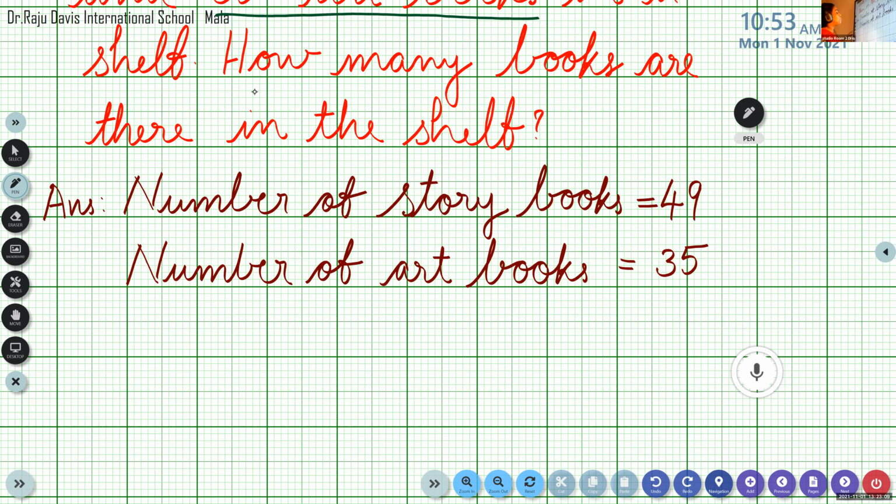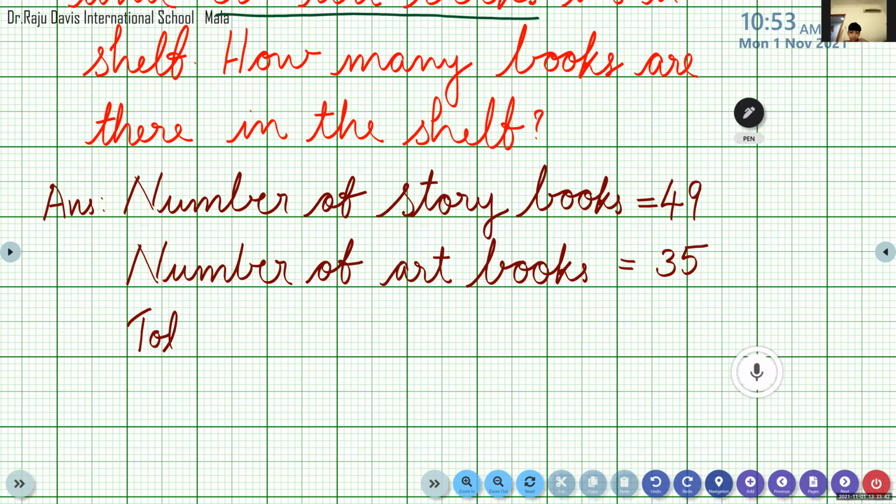Rukma, my dear, can you please tell me the third step? What we have to write here? Number of. Heading, right? And can I say number of total? Yes, total number of. We have to start with total number of. Okay. Total number of books equal to 49 plus 35.